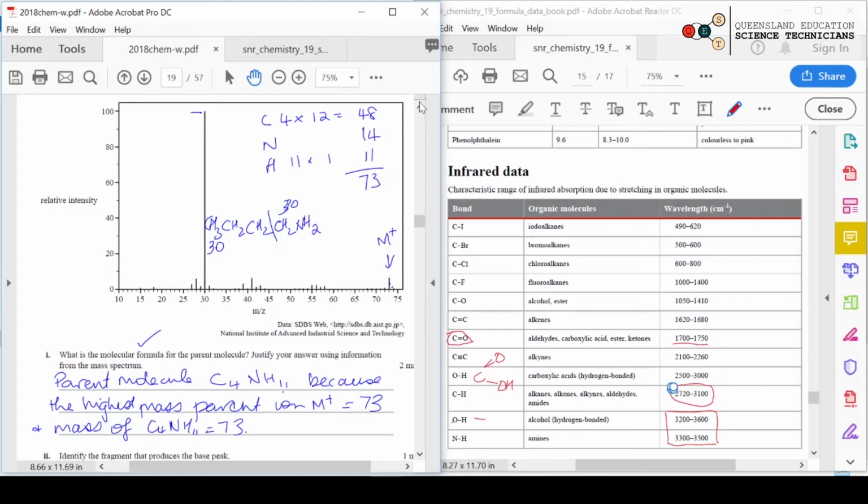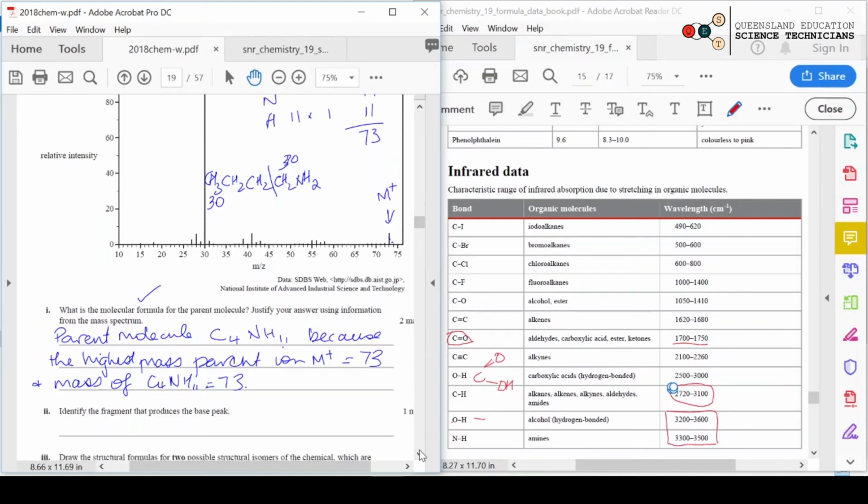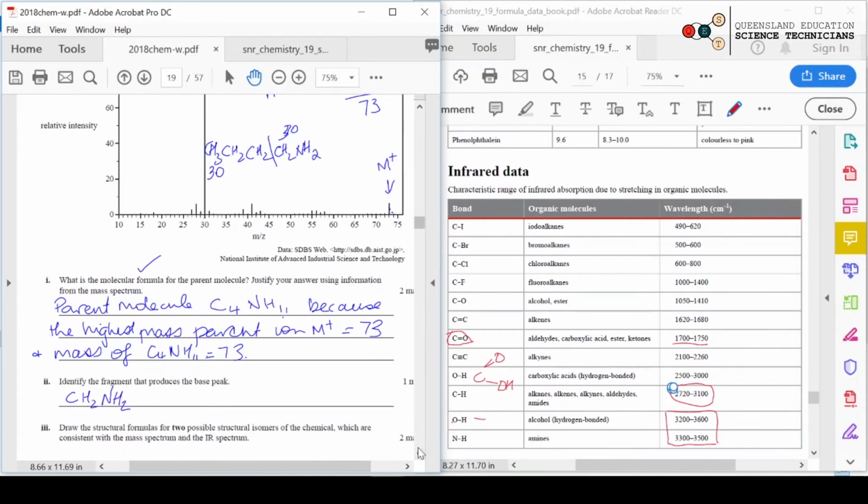Then I'll need to look at whether there could be other fragments. If I just had a CH3CH2, that would be 2 times 12 is 24, plus 5 is 29, so it couldn't be this fragment. And a CH2CH2 would be 28. So the fragment that it is likely to be is the CH2NH2, because that equals a mass of 30.